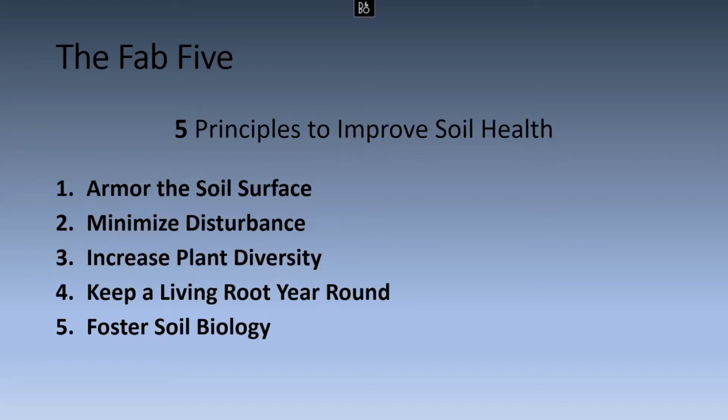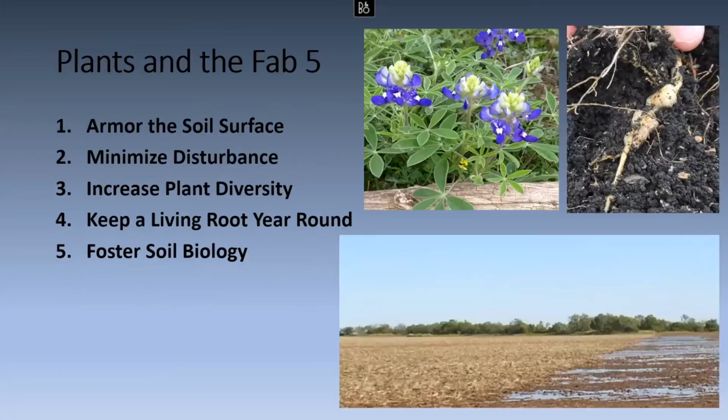And then the fifth one is foster the soil biology. Do anything we can do to help those microbes. And we're going to talk more about each of those principles. But as a plant society, the exciting part, I would say for y'all, is plants are the key to all of those soil health principles.